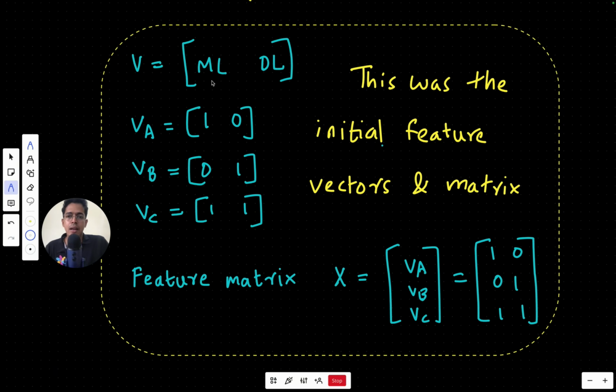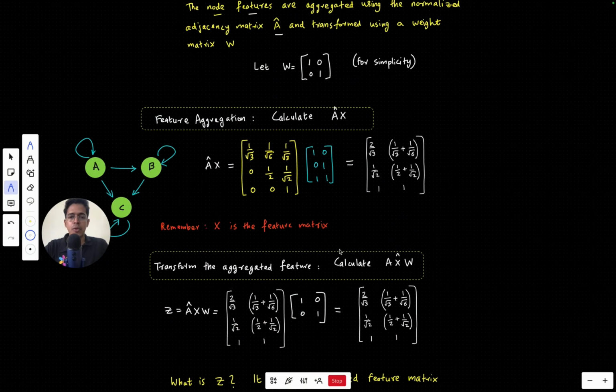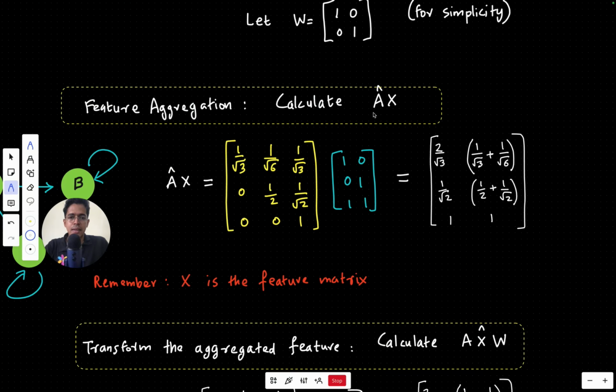So we had ML or DL as the feature of the paper. Paper A was more about ML, which is why this was 1 and this was 0. Paper B was more about DL, deep learning. Paper C was about both ML and DL. And then the initial feature matrix X was 1, 0, 0, 1 and 1, 1. So this is the initial feature matrix that we are talking about here. So first we do feature aggregation using this formula A prime X. What is A prime? A prime is the normalized self-looping adjacency matrix. X is the initial feature matrix.